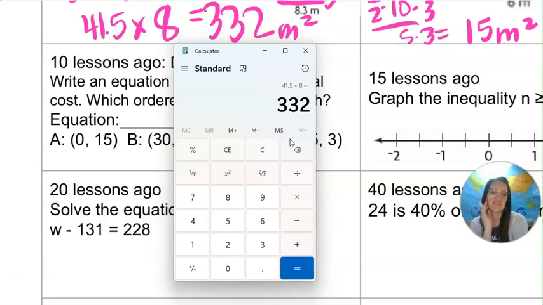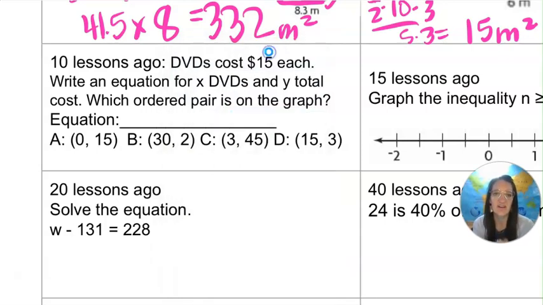DVDs cost $15 each. Oh, hello. Calculator, get out of the way. DVDs cost $15 each. Write an equation for X DVDs and Y total cost. Which ordered pair is on the graph? Okay, so if DVDs cost $15 each, that is $15 per DVD, and we're using X for DVDs. That will give me my grand total.